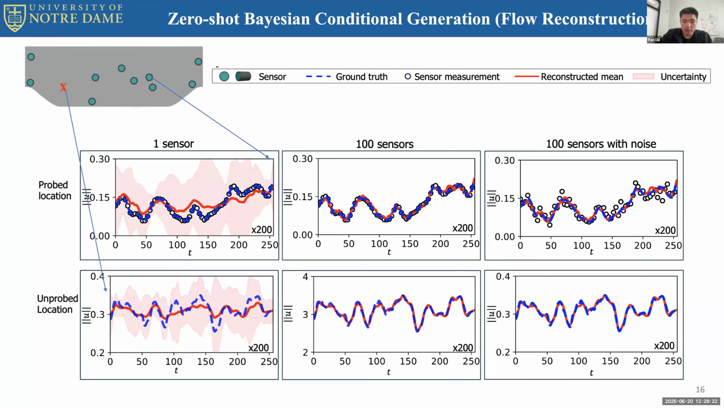As you can see in the second column, all the measurement uncertainties collapsed, and the ensemble is very thin, but it aligns with the ground truth measurements very well, both at the probed and unprobed locations. And for the third column, we added some noise to the measurements, which is highlighted in those black circles. And we can see that the generated signal is still very close to the ground truth. This demonstrates that our CoNFiLD has a certain level of robustness to noise.